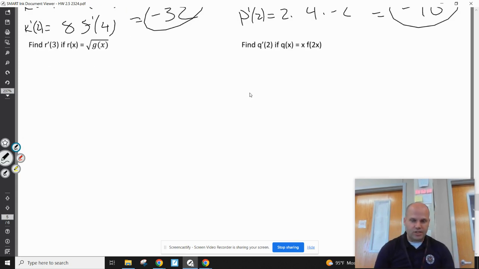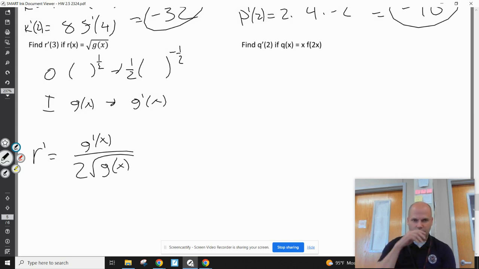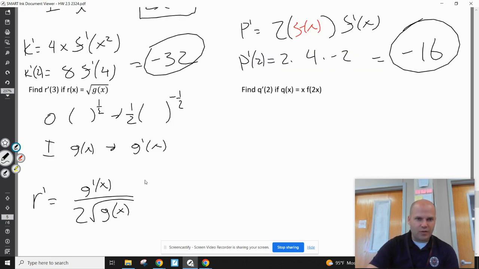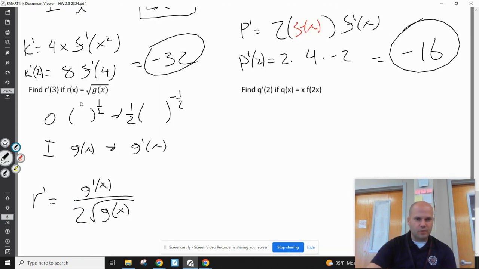All right. This guy is a good guy because we have this 1/2 power and then G of X, G prime of X, 1/2 stuff to the negative 1/2. You want to write down the derivative. I'd probably write G prime up top, root G, which starts in the parentheses, on the bottom. I'm finding it at 3. G of 3 is 4. G prime of 3 is negative 2.